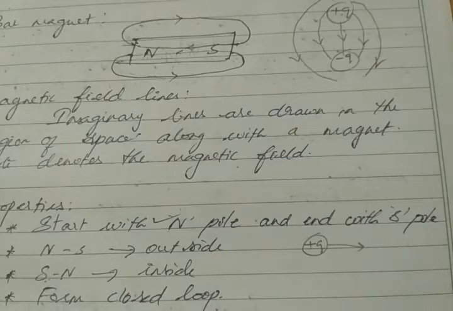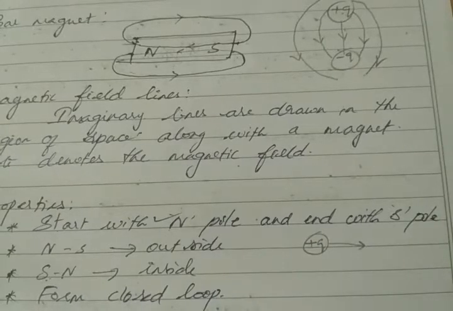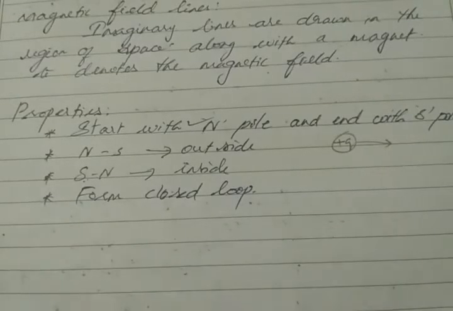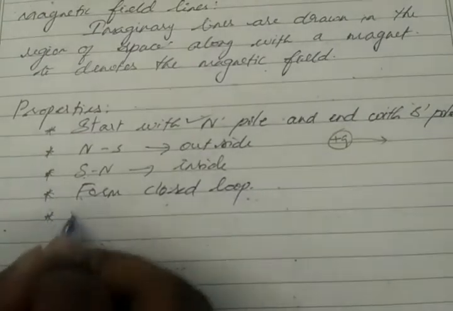The magnetic field lines always form a closed loop. In order to form a closed loop, every magnet should have two poles. Clear? So the important thing is that a monopole does not exist.